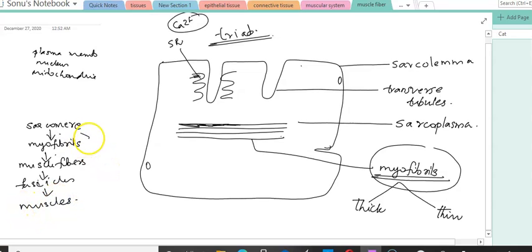So the real contractile units are the myofibrils, and the repeating unit of the myofibril is the sarcomere. Sarcomere is a particular arrangement of thick and thin filaments. So these are the structures. Other structures within the cytoplasm are mitochondria. As usual, mitochondria are the powerhouse of the cell. They are concerned with the production of ATP.